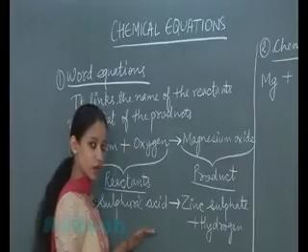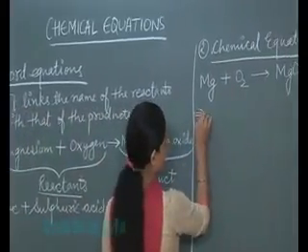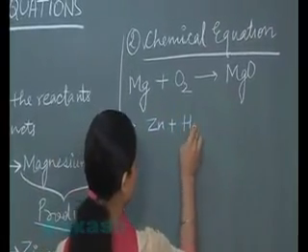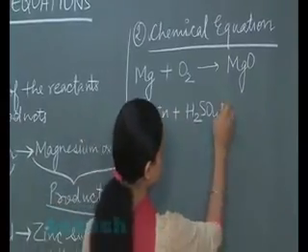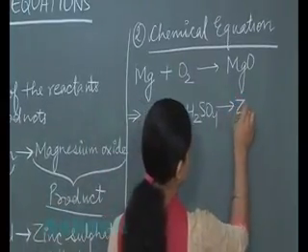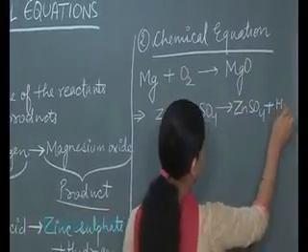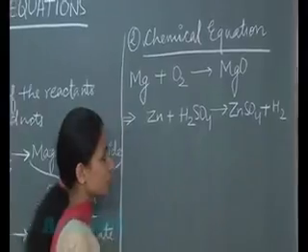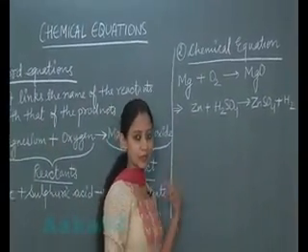Instead of writing the words, we can write the symbols and formulas also. So the second can be zinc reacts with sulfuric acid. Sulfuric acid is H2SO4. It gives you zinc sulfate and hydrogen gas is evolved. And this arrowhead points towards the product side. So students, this is the simplest, concise and short way of representing a chemical reaction.